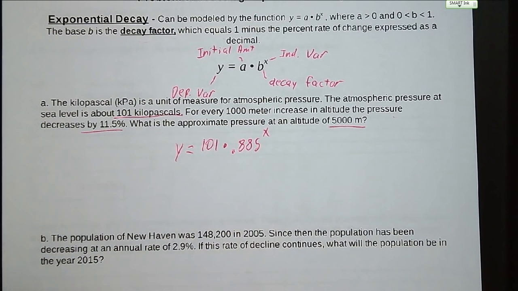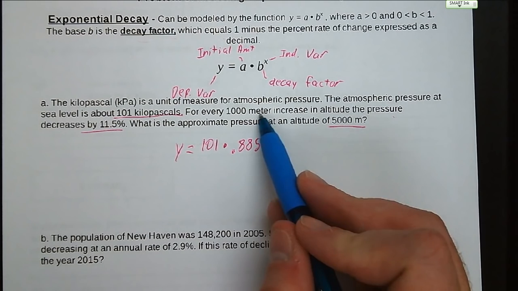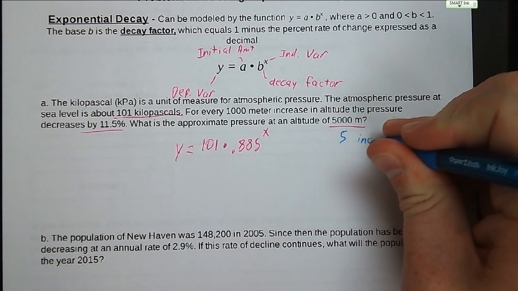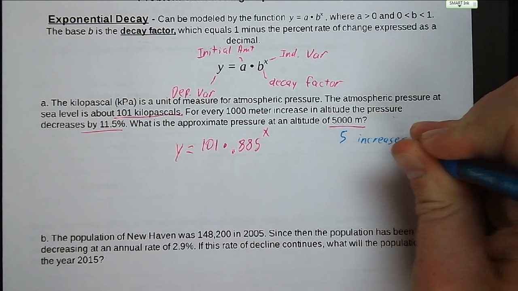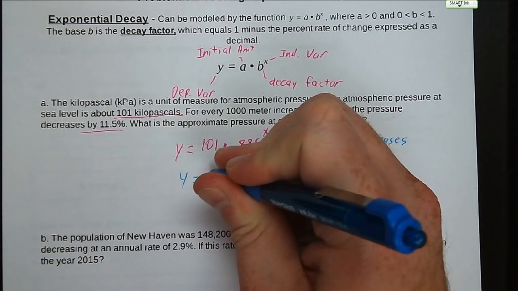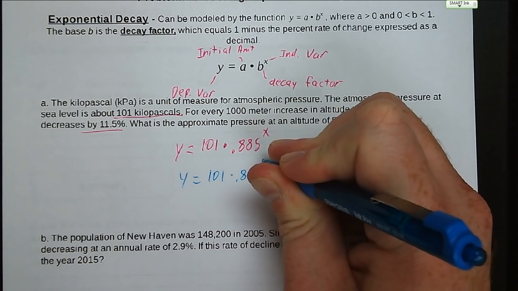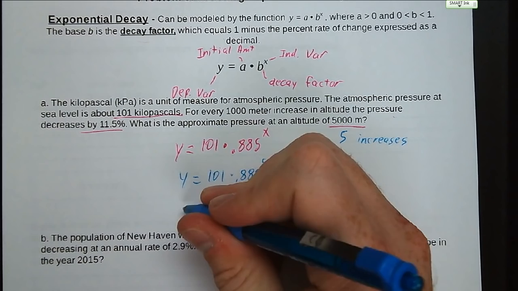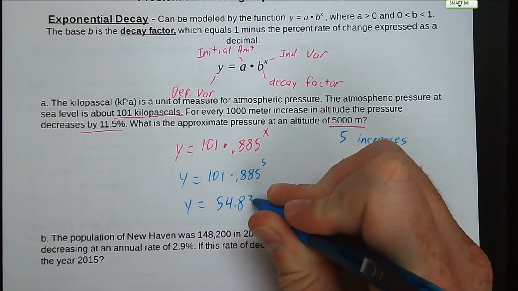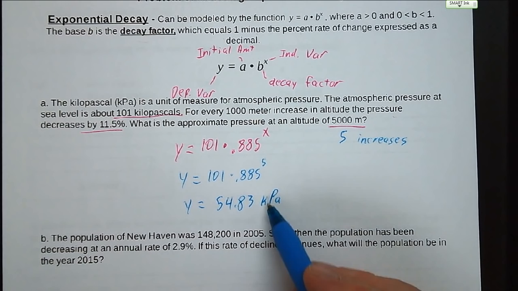Now, we also were asked what is the approximate pressure at an altitude of 5,000 meters. So we said every 1,000 meter increase, so that is 5 increases. We went up 5 levels in the atmosphere. Okay, so y equals 101 times 0.885 to the 5th power. So y is going to be equal to 54.83 kilopascals. All right, and kilopascals is the unit again.